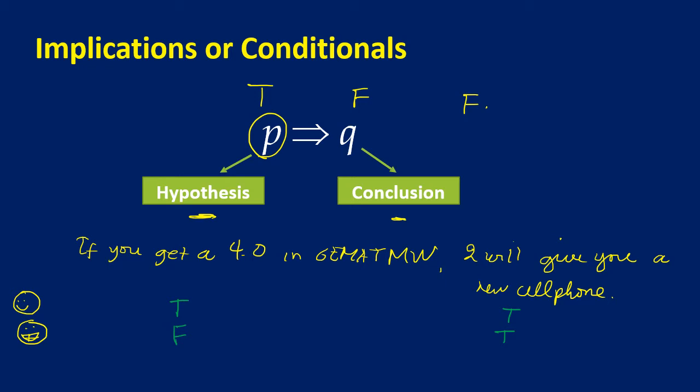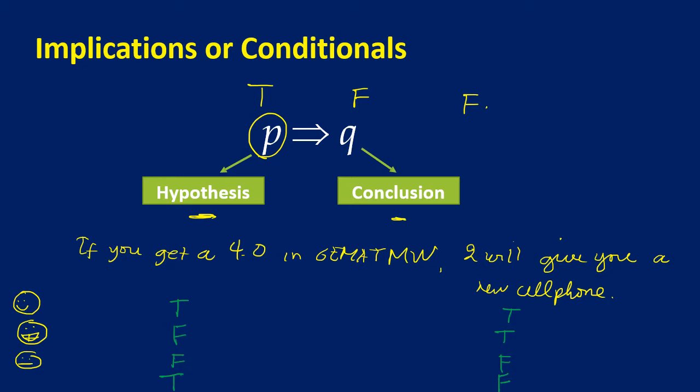Now, suppose, again, you did not get a 4, and of course, she did not give you a new cell phone. So this is false. Do you have the right to be mad at her? Of course not. You should not be mad. You're not happy because you did not get a new cell phone, but the point is, you have no right to be mad. When will you be mad at her? When you got a 4, but she did not give you a new cell phone.